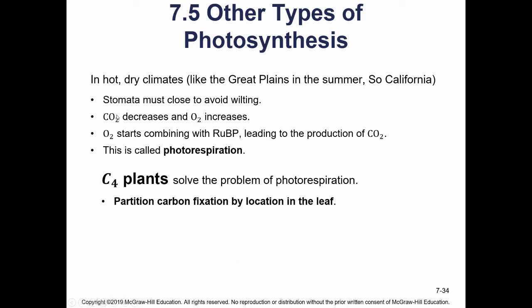When that happens and I don't have carbon dioxide coming in, carbon dioxide has to come into the Calvin cycle. Otherwise, that RuBP is left there by itself. And what happens is the oxygen will combine with RuBP, and then it will lead to the production of carbon dioxide, which just spirals out of control. This is called photorespiration. It's really dangerous because even though plants use carbon dioxide to build glucose, if they don't have this cycle to go into, then we're going to shut down. So not good.